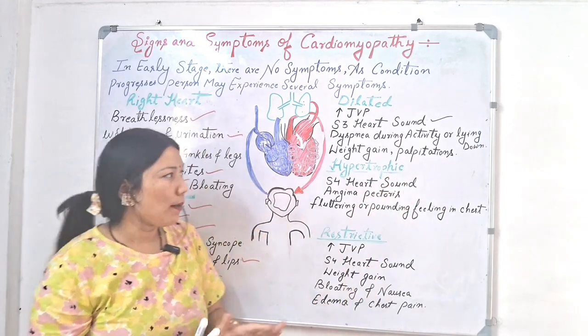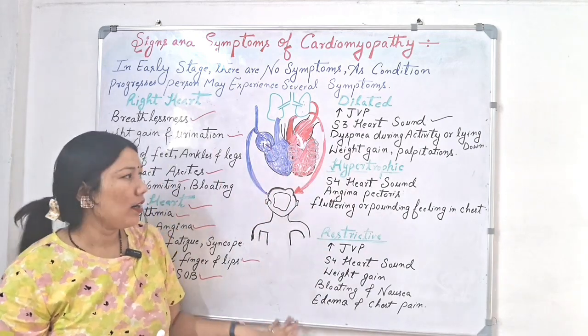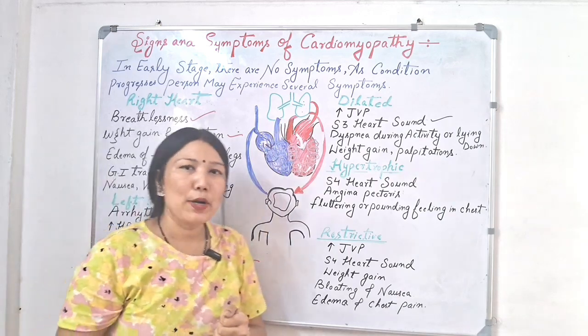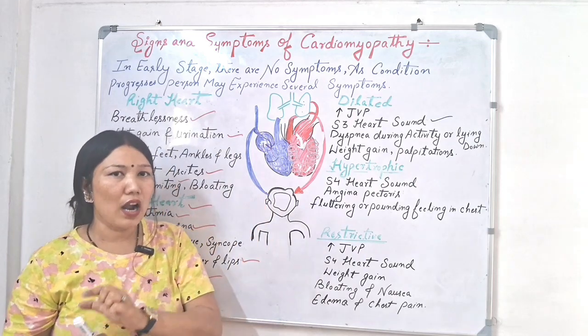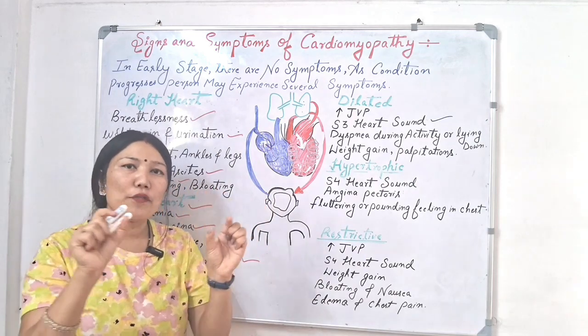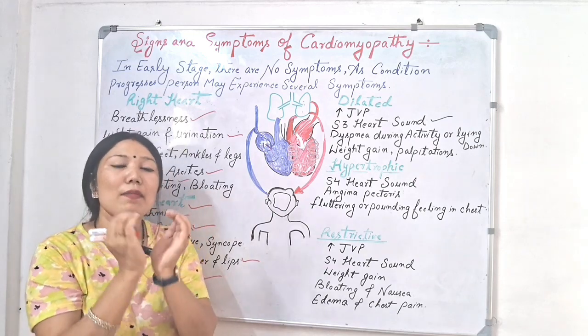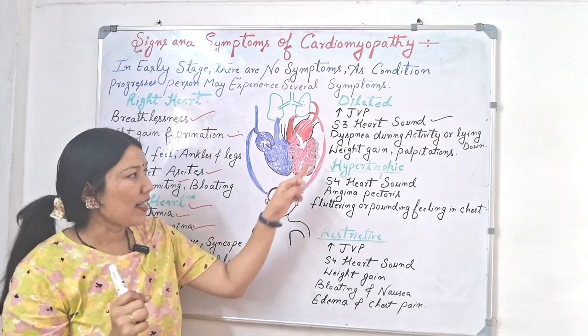Actually, these signs and symptoms are the same. You can write them together, or write them separately. Next, we have hypertrophic. Hypertrophic means there is thickness in the muscles of our heart. So, due to the thickness of the myocardium muscles, there will be less space in this chamber. So, what are the signs and symptoms?